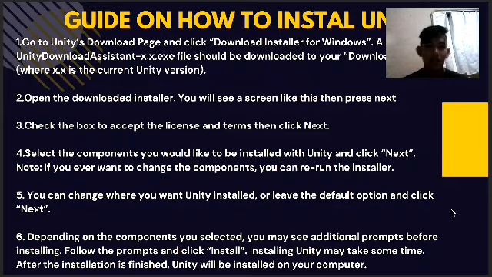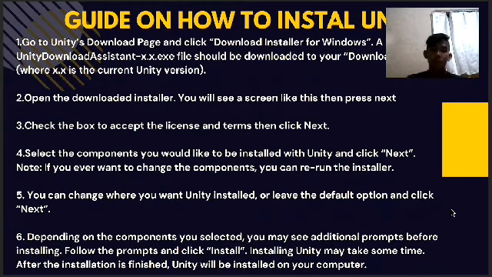The next section is a guide on how to install Unity. The first step, go to the Unity download page and click download installer for Windows. The file should be downloaded to your downloads folder. The second step, open the downloaded installer. You will see a screen like this, then press next.